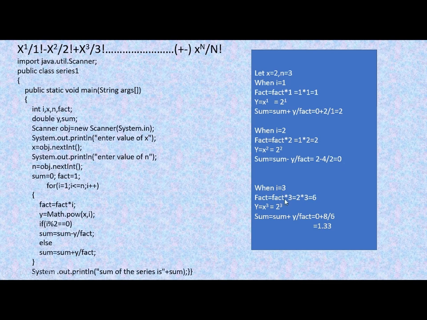Now when the value of i becomes 3, it is odd, so the sum will be sum plus y by fact. From here we got 0, 0 plus, here the value of y is 8, 2 cube is 8, 8 divided by 6, so that will be equal to 1.33. Now we will go back to the program and execute it, taking the value of x as 2 and n as 3, and see whether we are getting this value or not.